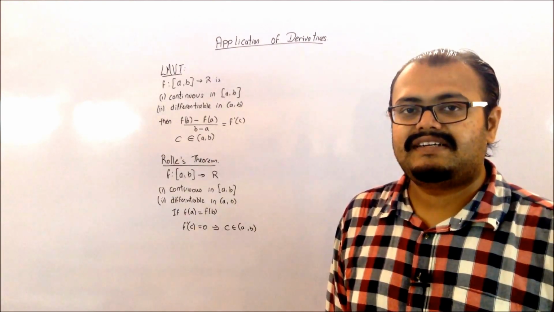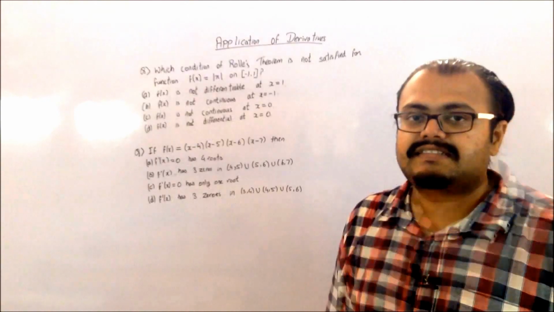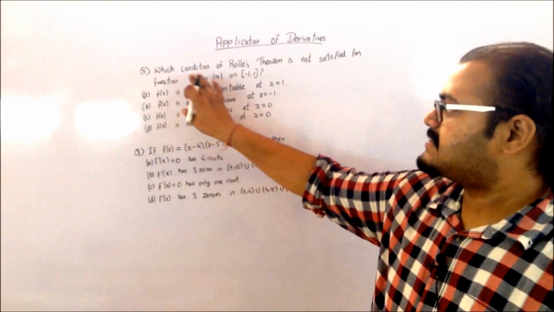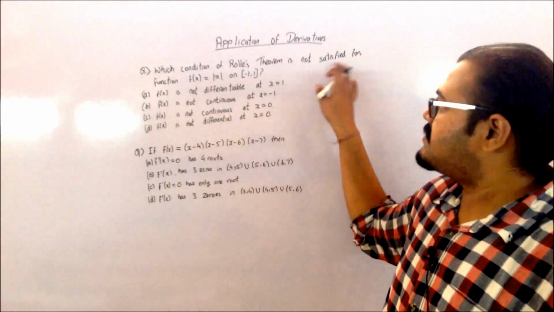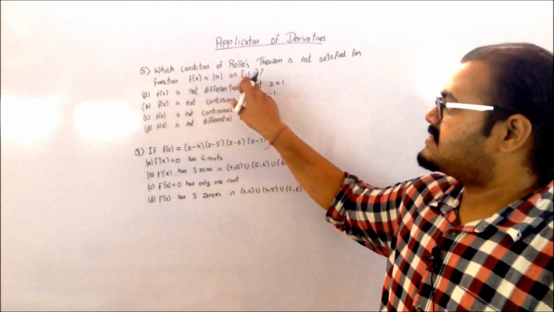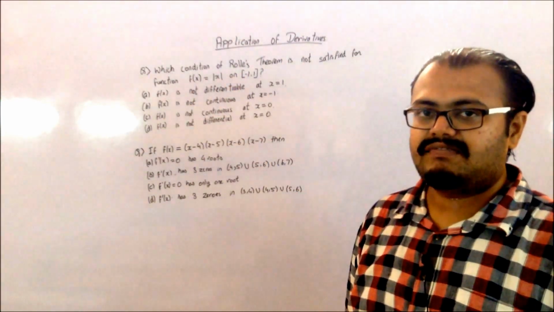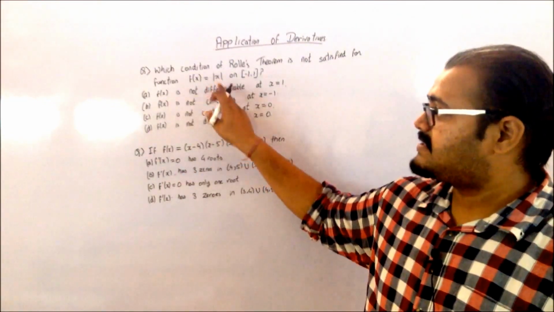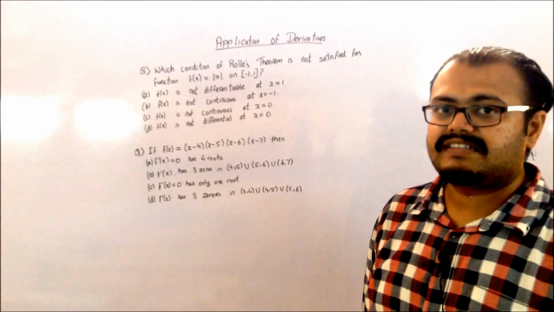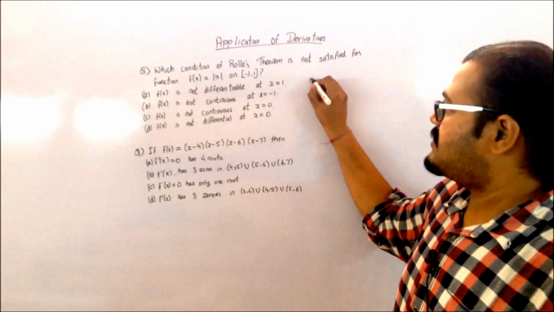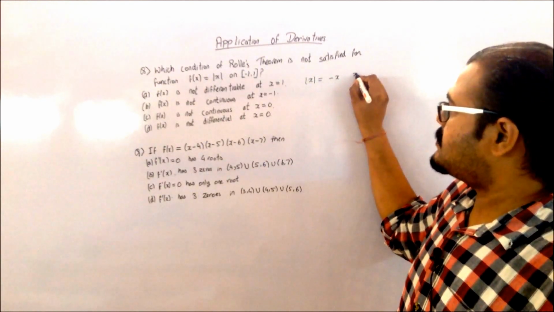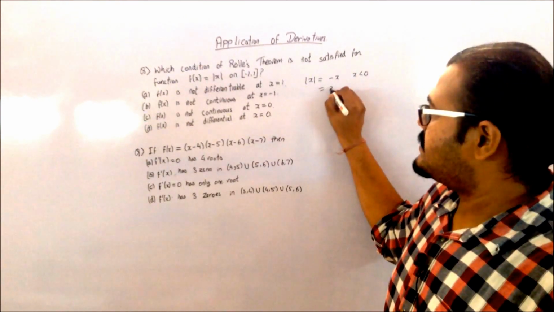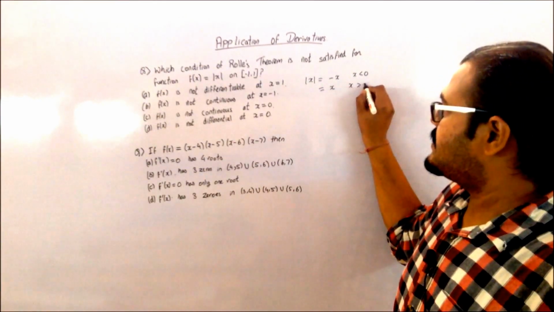So let us try to understand the problems which are based on this. Let's see the first question. It is asking which condition of Rolle's theorem is not satisfied by this particular function which is defined between -1 and 1. Now I know that this is mod x. Mod x, we have already defined: it is minus x for x less than 0 and it is x for x greater than 0.